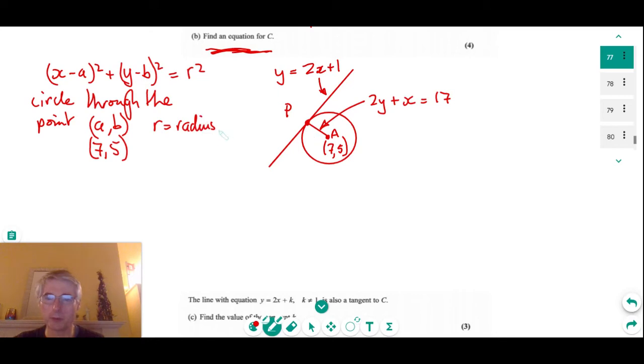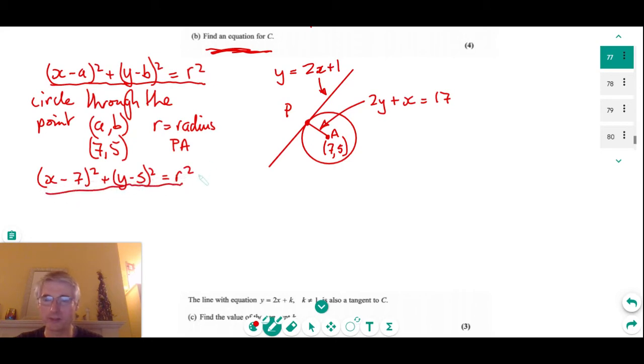So ultimately, what we're going to have to find is, in this case, the length of PA. We could write this in part already. It's going to be x minus the x coordinate of the centre of the circle, so x minus 7 all squared, plus y minus 5 all squared, and that's equal to r squared. But what we need is to find the value of r here.